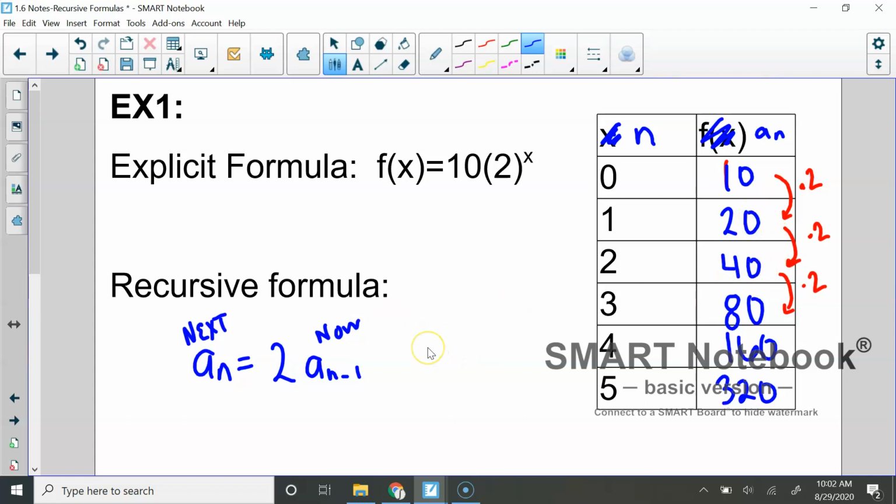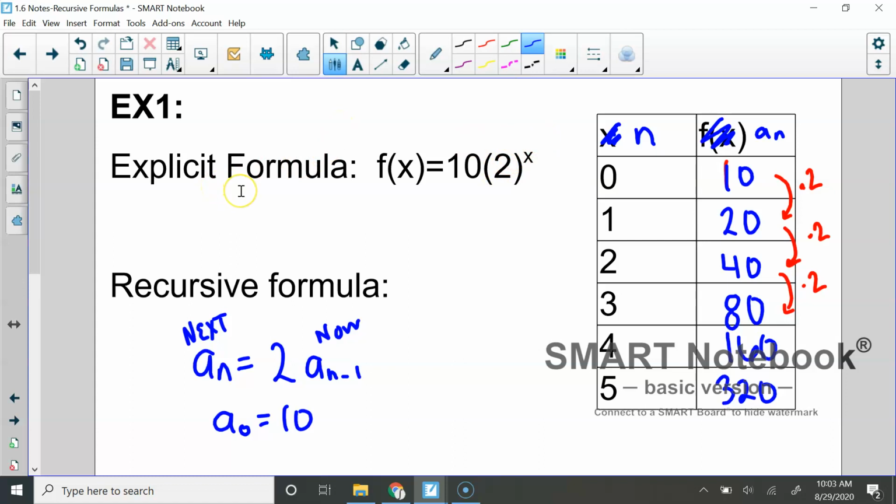A lot of times with the recursive formulas, we will also state a beginning term, so a sub 0 would be 10 in this case right here. Depending on how you're given recursive formulas, sometimes you'll state a sub 0, sometimes you'll give a sub 1. It really doesn't matter which one you give. IXL is going to use the a sub 1 a lot more. I typically like the a sub 0 a little bit better because a sub 0 is your initial value, and then you have this number here that you're multiplying and raising to that power.